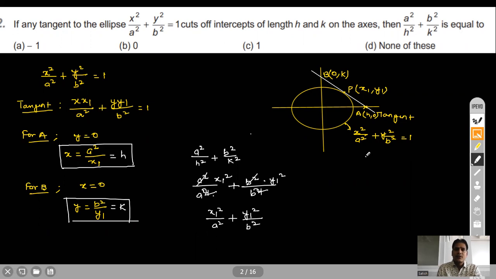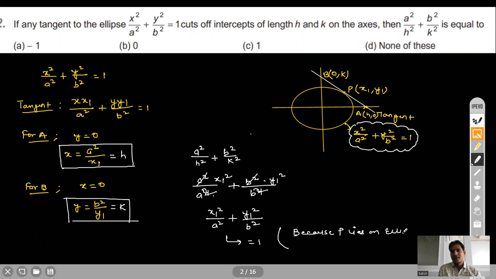Now if you observe, this is our equation of ellipse. This point P, (x1, y1), is lying on the ellipse also. So the value of this should be equal to 1. Why? Because the point P lies on the ellipse also, so this point P should satisfy the equation of ellipse. Therefore, x1 squared upon a squared plus y1 squared upon b squared should be equal to 1. So this is what we need to find, and the value of this thing will be equal to 1. I hope it is clear to all.